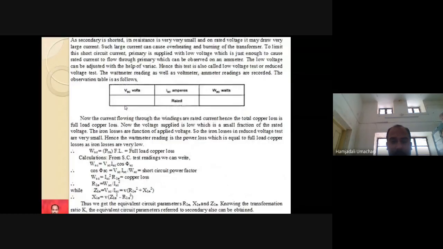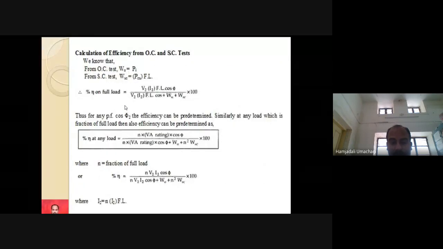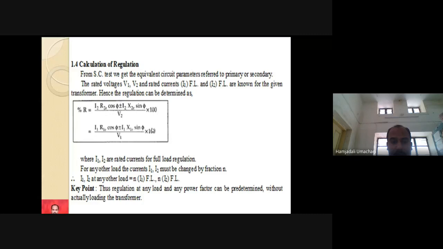whenever you are conducting the OC and SC test experiment, you are told to calculate efficiency for different loading conditions, and you are told to calculate the regulation. Once after calculating this value, you need to calculate the regulation for different power factors: 0.4 lead lag, 0.2 lead lag, 1 unity power factor, 0.6 lead lag, 0.8 lead lag. For different power factor conditions, what will be the regulation? That you are going to calculate, and the nature of the graph will be of this kind. Let me explain to you.